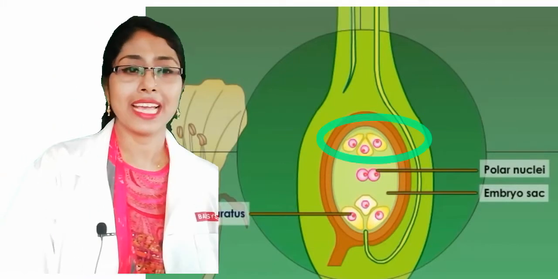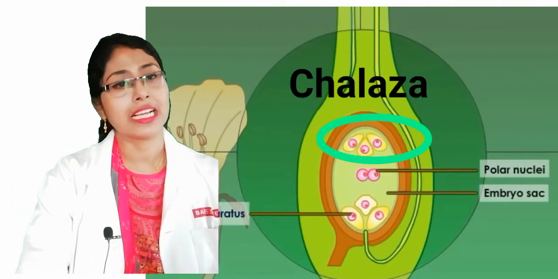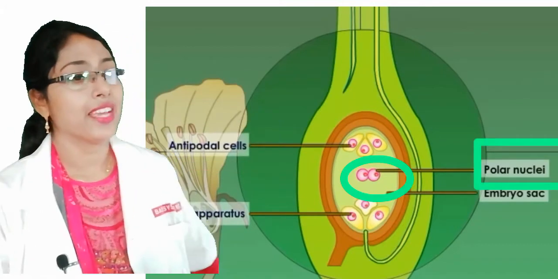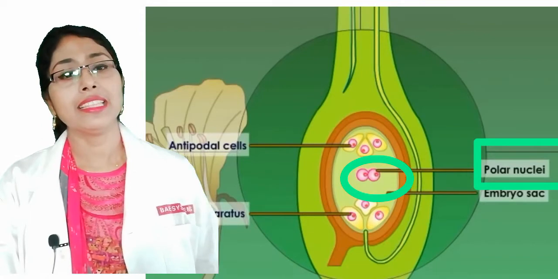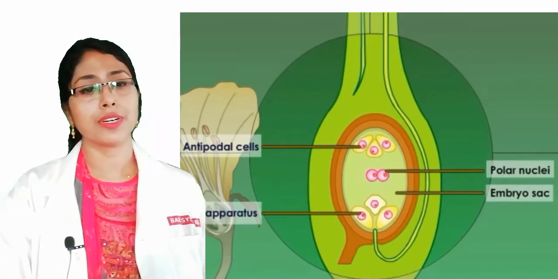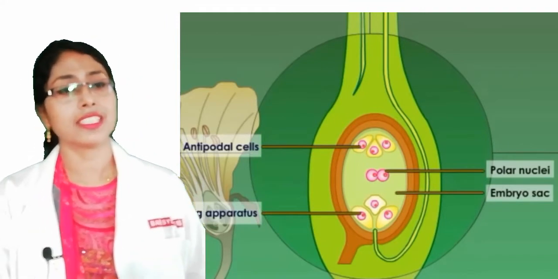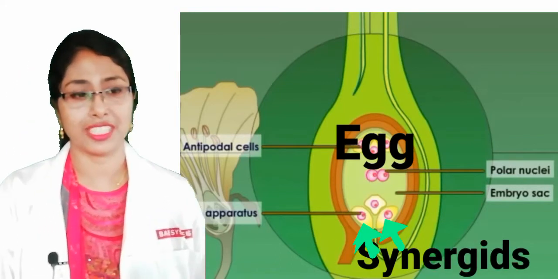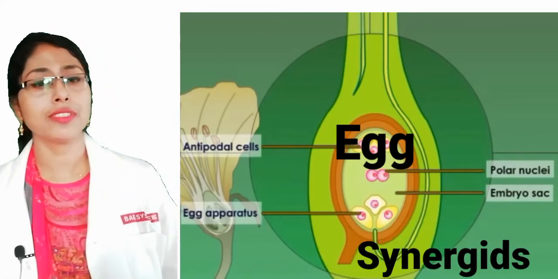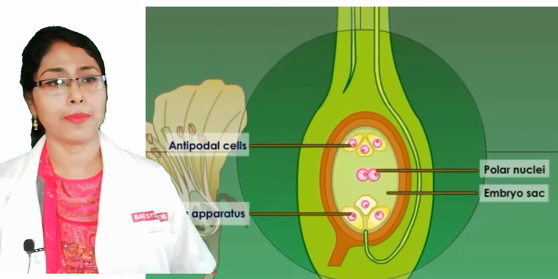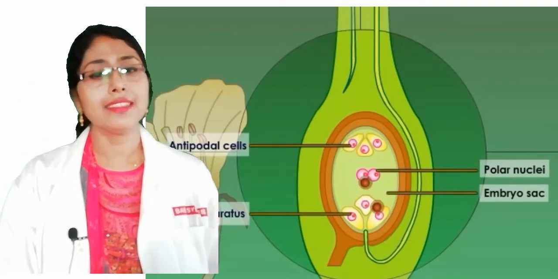The embryo sac has three cells towards chalaza. These cells are known as antipodals. There are two nuclei in the middle called the polar nuclei. Three cells are towards the micropyle. The middle larger cell is known as the egg and the small cells are called the synergids. The egg and the two synergids form the egg apparatus. The pollen tube penetrates the embryo sac between the egg and the synergid.